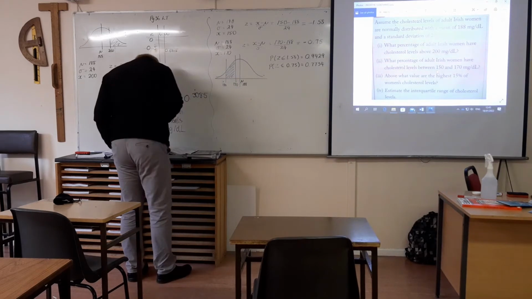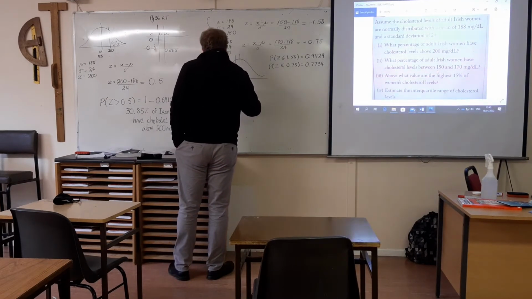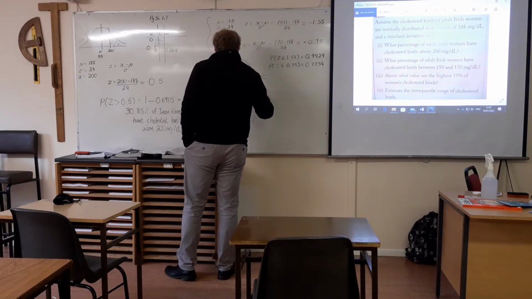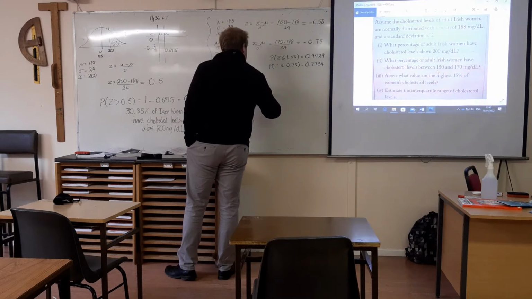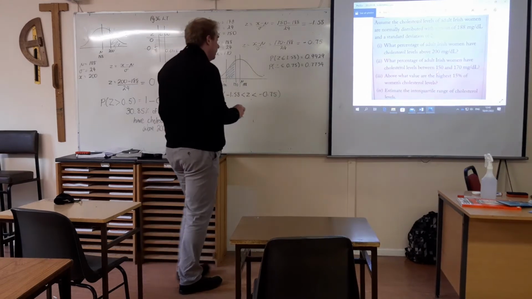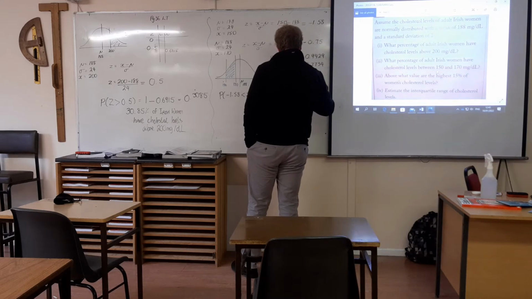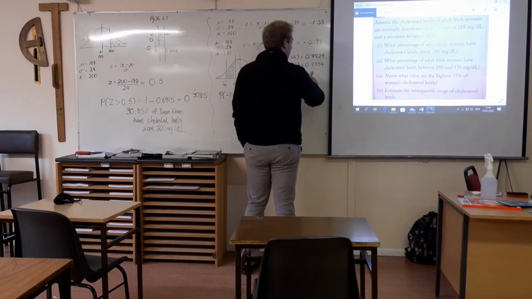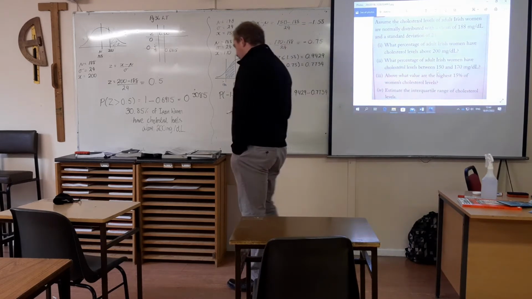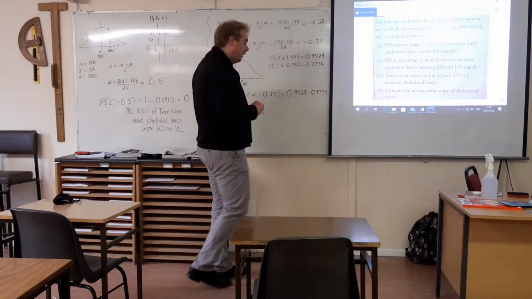Okay. So what we're looking for then is the probability of minus 1.58 being greater than z, less than minus 0.75. And that's going to give me 0.9429 minus 0.7734. And our solution in that case then would be 0.1695.